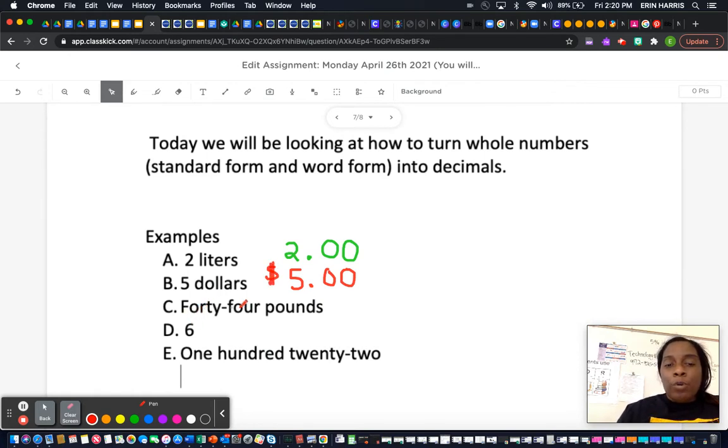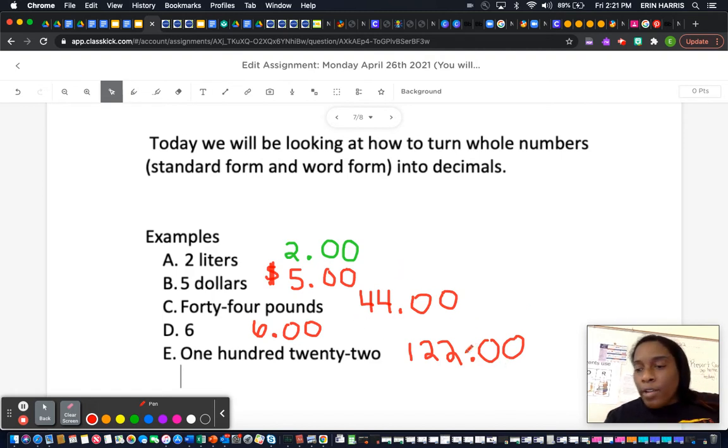Okay. If I was writing 44 pounds, so this is word form, I would write 44 decimal 0 0. And then letter example D, which is the number 6. If I had to write that as a decimal, I would write it as 6 decimal 0 0. And then letter choice E, it says 122. If I needed to write that as a decimal, I would write 122 decimal 0 0.